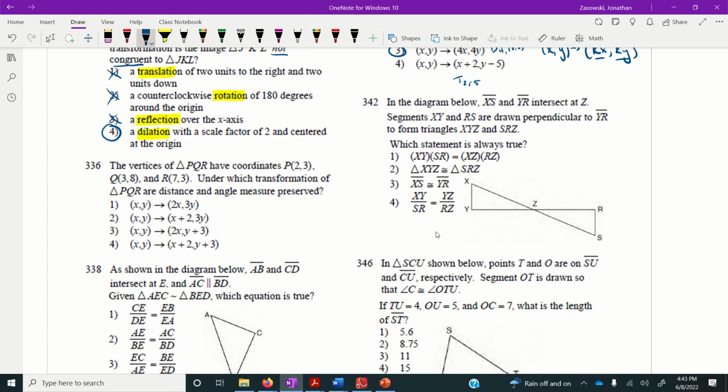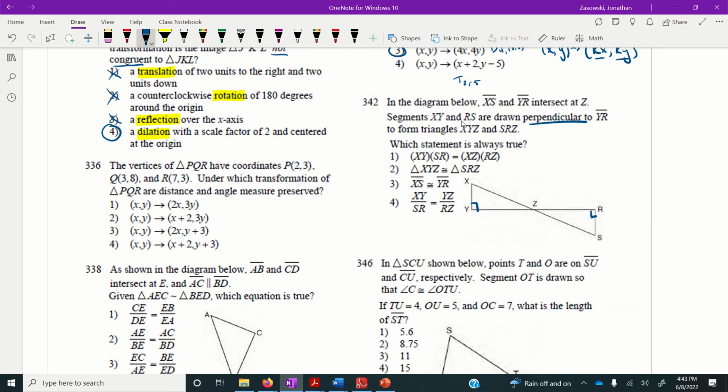We'll stay here. So on the left, 342, the diagram below, XS and TR intersect at Z. Segments XY and RF are perpendicular, key thing. So that means we're going to get a right angle, all right, when XY hits YR and when RS hits YR, and they form these two triangles, which is always true.